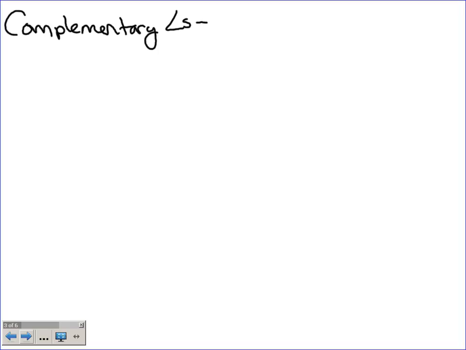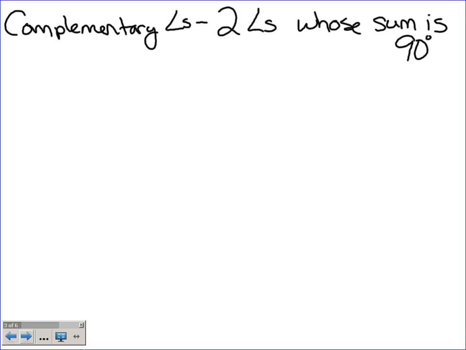Complementary angles. What are complementary angles? You guys already know this. They're two angles whose sum is 90 degrees. Two angles whose sum is 90 degrees. Okay? What does sum mean? Okay? So somebody give me an example of one.